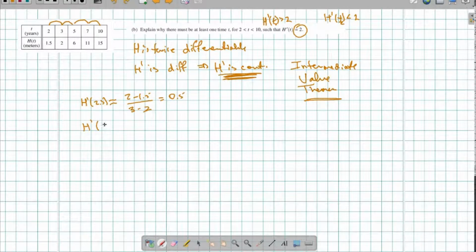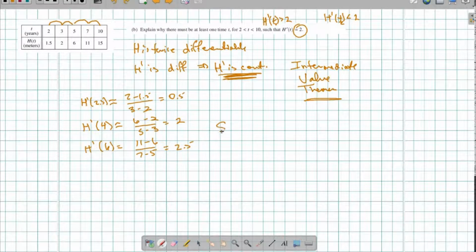If I take a look at what's happening at h prime of 4, that's going to be approximately equal to 6 minus 2 over 5 minus 3, which is 2. So my approximation is approximately 2. And we know from the previous problem, h prime of 6 is going to be 11 minus 6 over 7 minus 5, which is 2.5.